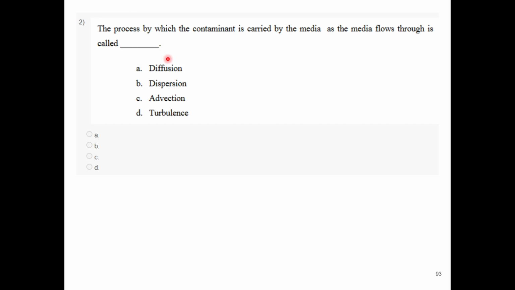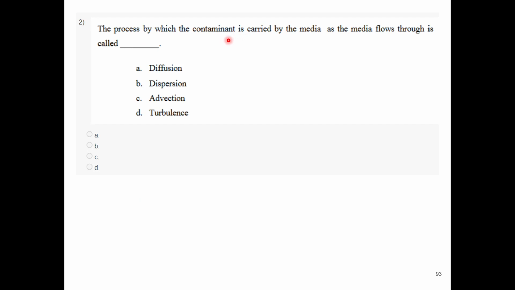Second question: the process by which the contaminant is carried by the media as the media flows through is called A, Diffusion, B, Dispersion, C, Advection, D, Turbulence. So out of A, B, C, D, which is the correct option? Basically, advection is the phenomenon where the media carry the contaminant as the media flows through. So this is basically the moving of the contaminant by the media, the carrying of the contaminant by the media through its flow, which is nothing but advection. It is a particular term here, so that's why it is called advection.